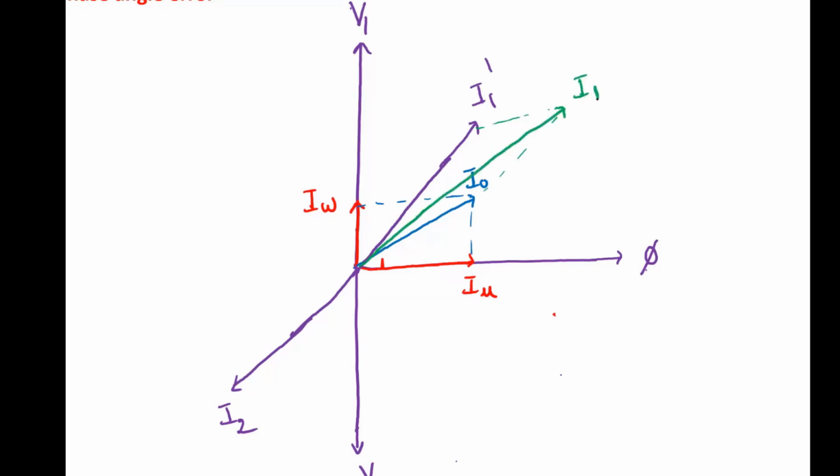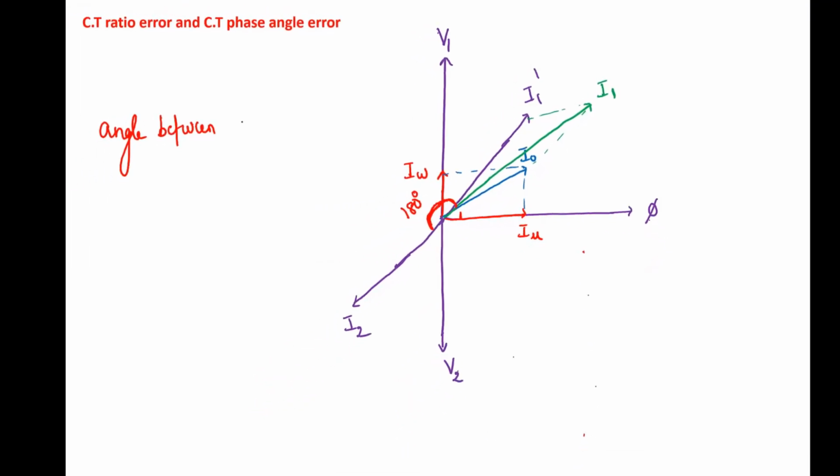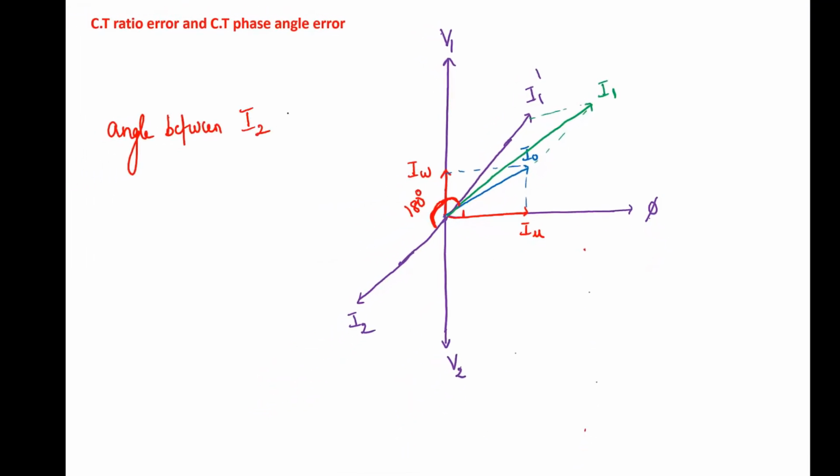Your I1 will be like this. Ideally speaking, when there is no I0 component, the angle between I2 and I1 dash is 180 degrees. Because of this I0 component, the angle between the secondary current, that is I2, and primary current, that is I1, is less than 180 degrees.